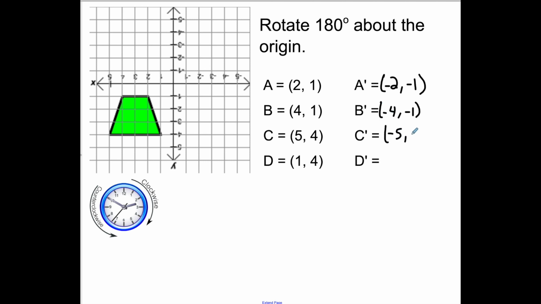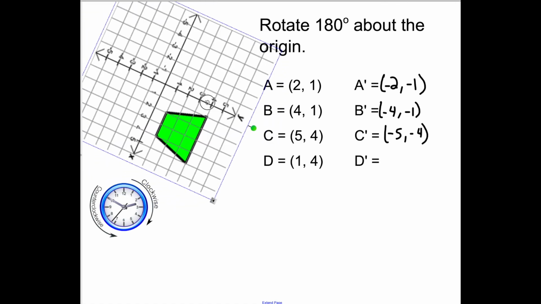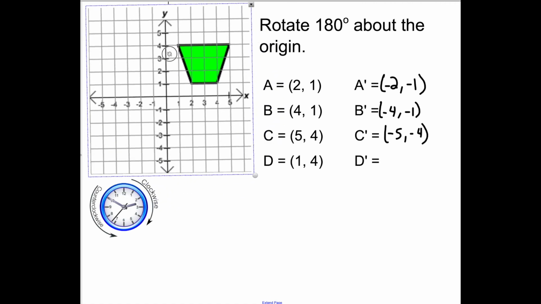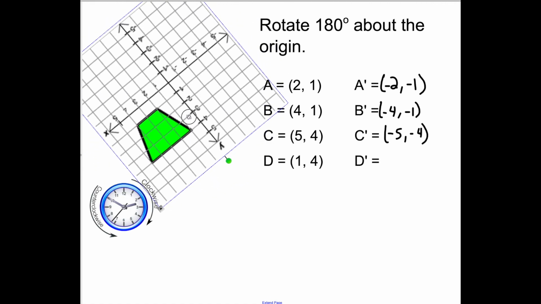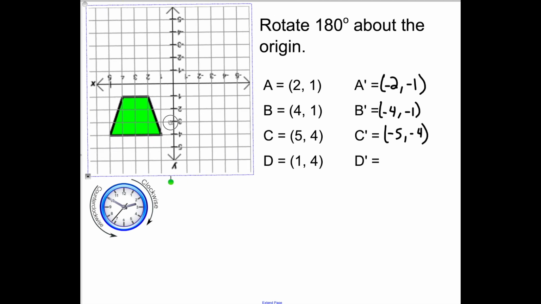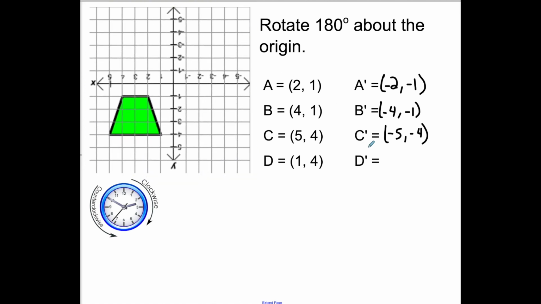Pretend like it was just an empty coordinate plane. Nothing was there, and you're just pretending like you came upon it looking just like it was rotated. And now (1, 4) goes to (-1, -4). So we've got our 4 points.